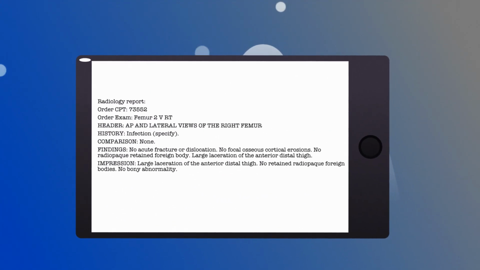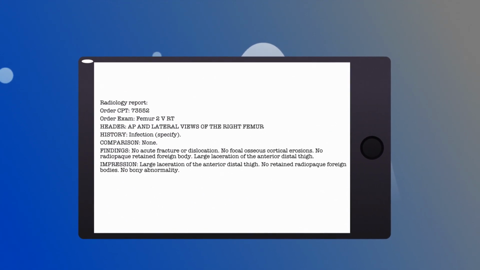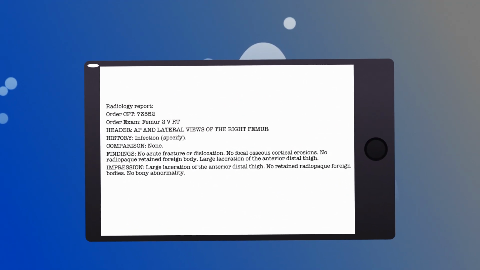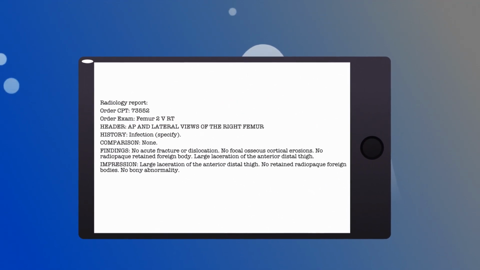Radiology report, order exam, femur 2 views right. Header: AP and lateral views of the right femur. History: injury. Comparison: none. Findings: no acute fracture or dislocation, no focal osseous cortical erosions, no radiopaque retained foreign body, large laceration of the anterior distal thigh. Impression: large laceration of the anterior distal thigh, no retained radiopaque foreign bodies, no bony abnormality.